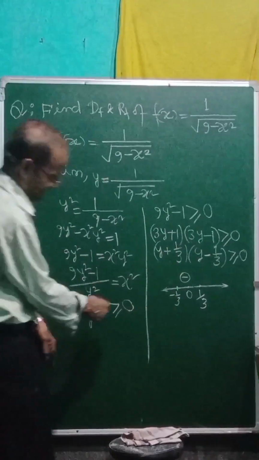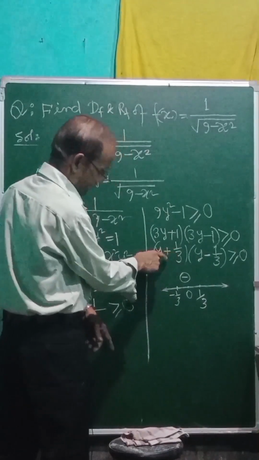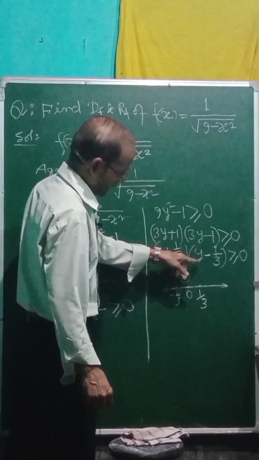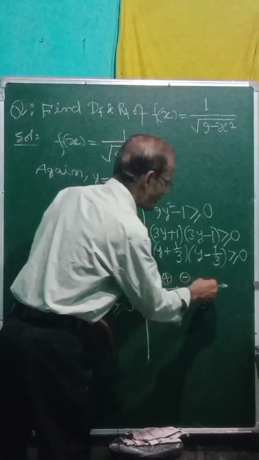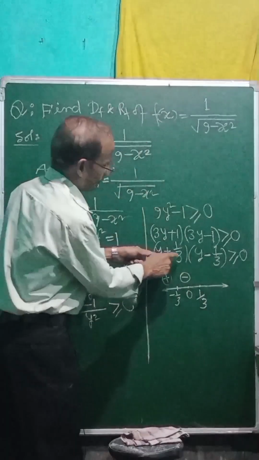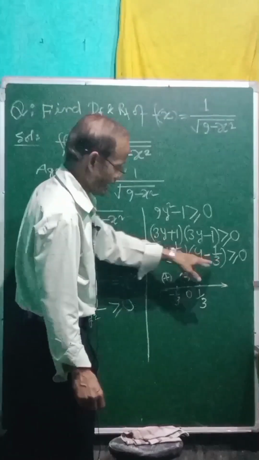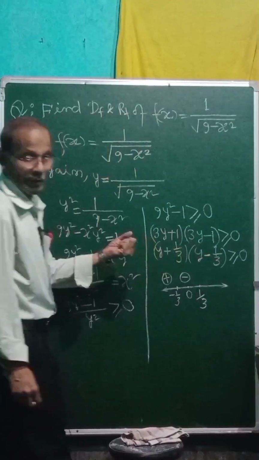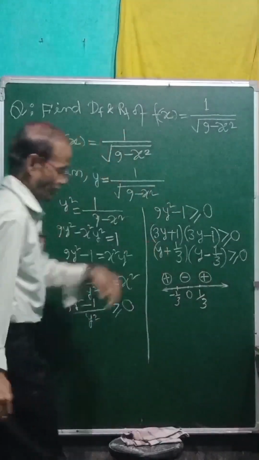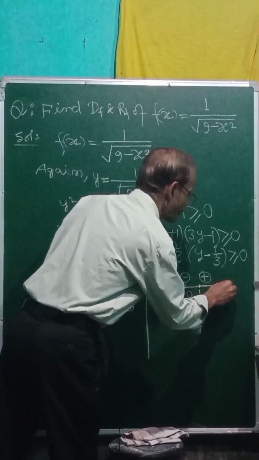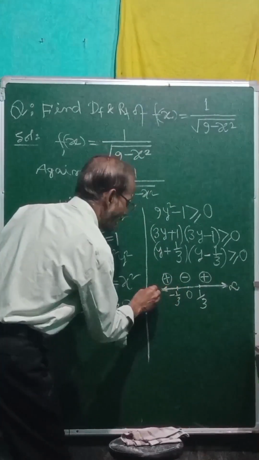Now come to this side. Suppose minus 1, which is less than minus 1/3. So minus 1 plus 1/3 is something negative, and here minus 1 minus 1/3 is again negative, so minus times minus gives plus, greater than 0. And here again I am taking plus 1. So plus 1 plus 1/3 is plus, and plus 1 minus 1/3 is again something plus. So plus times plus, the product is greater than 0. So this shows that one value starts from here up to infinity, and again another region comes here up to minus infinity.